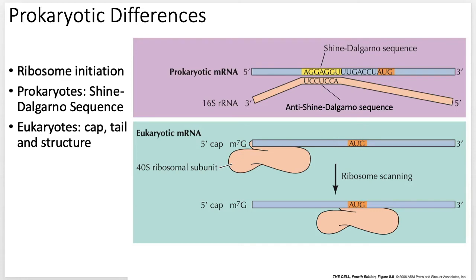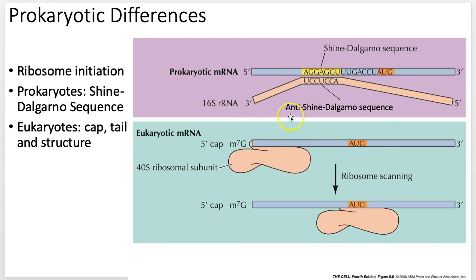Now, prokaryotes are a little bit different. They will not necessarily do the scanning because they don't have a cap and a tail. They just don't need to do that. The caps and tails not only serve the function of helping the ribosome know where to grab, but they're also really important for getting your messenger RNA out of the nucleus and into the cytoplasm, and bacteria don't have a nuclear membrane. So why would they put these caps and stuff on there? They don't need to. But they have ribosomes, so there's the 16S ribosomal subunit, okay?